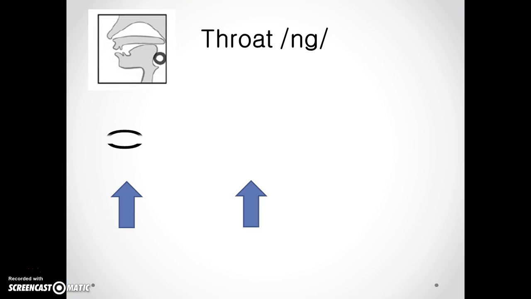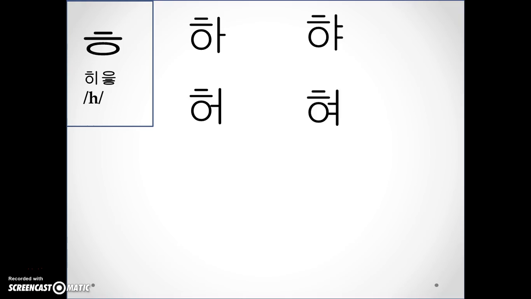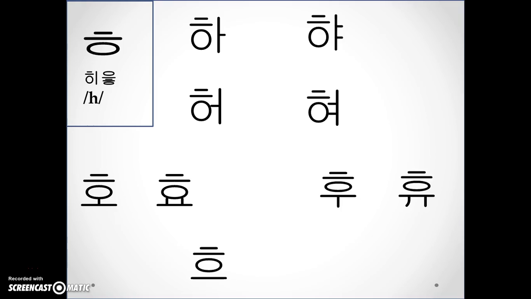Alright, so let's move on to the throat sounds again. We had 이응 and 히읗. I'm gonna tell you more about 이응 in class, so let's just focus on 히읗 for now. Let's combine it with the basic vowels. This is gonna be ha, hya, heo, hyeo, ho, hyo, hu, hyu, heu, hi. Again, this is the H sound in English, right?